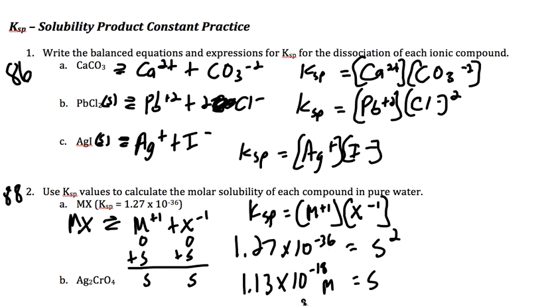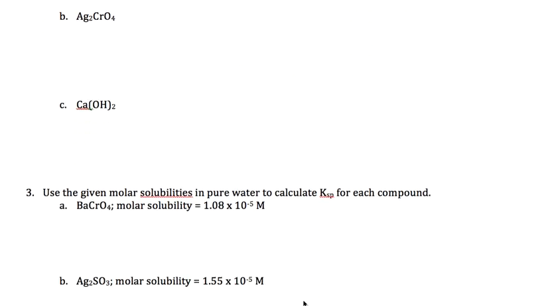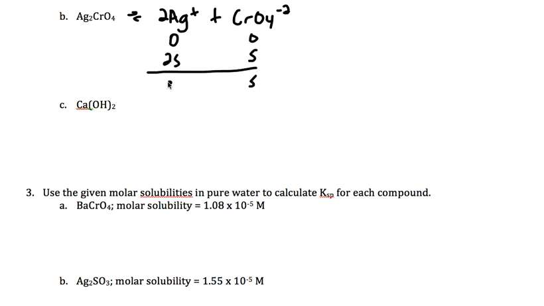So if we look at the next one and look at how that would break apart, I'm just going to do it right here, into 2 silvers plus a chromate ion. So things change a little bit now that we have a different situation. 0, 0, S. This is going to be 2S. And S and 2S. This is plus 2S. Sorry about that.